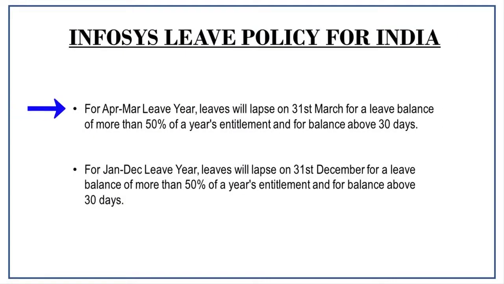For April to March leave year, leaves will lapse on the 31st of March for a leave balance of more than 50% of a year's entitlement, and for balance above 30 days. For January to December leave year, leaves will lapse on the 31st of December for a leave balance of more than 50% of a year's entitlement, and for balance above 30 days.